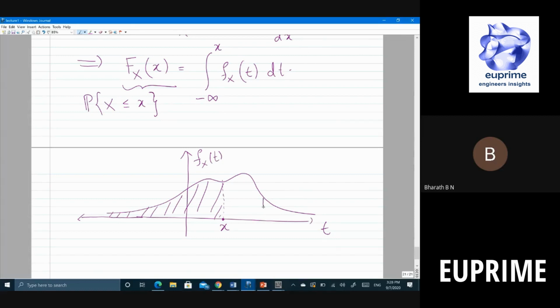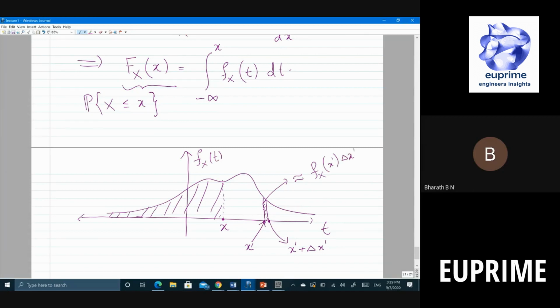Now you might ask, if I take a small strip around this point and find the area, what will this give us? Any idea? Let's say this point is x dash, and this point is x dash plus delta x dash, a small increment. So I find the area. This area is approximately what? The height of the curve, which is f of x dash, times the width.